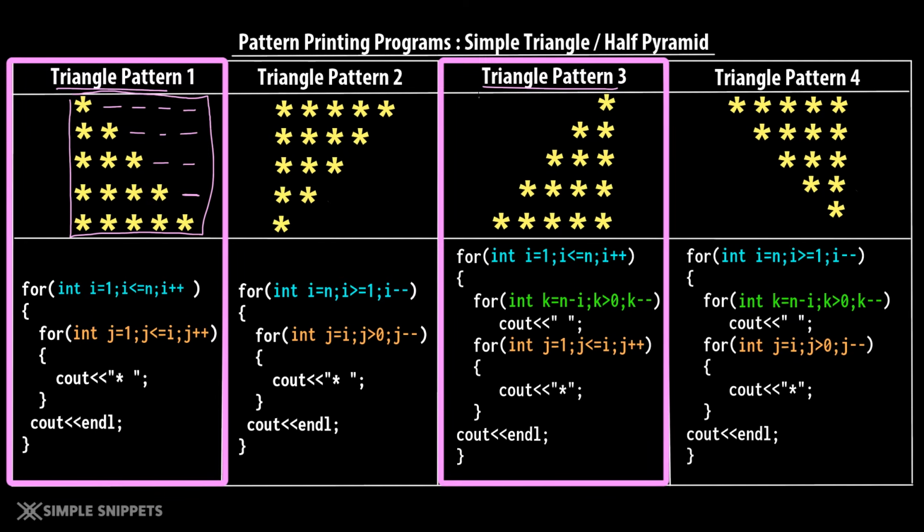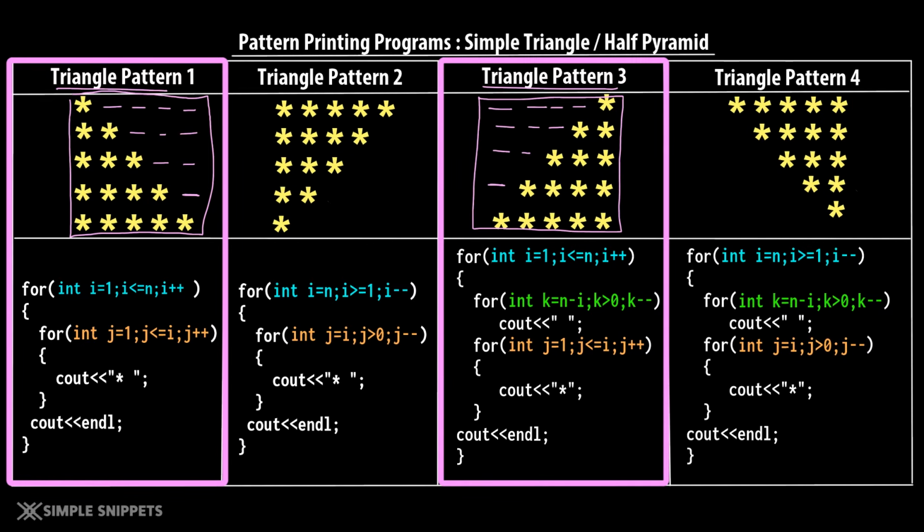But in triangle pattern 3, if this is supposed to be your command prompt screen where your output is shown, first you have 4 spaces and then there is 1 star, then you have 3 spaces, then there is 2 star, then you have 2 spaces, then you have 1 space, right? So this is the only difference. Otherwise the triangle is pretty much the same, right?